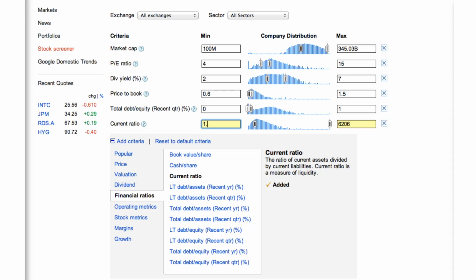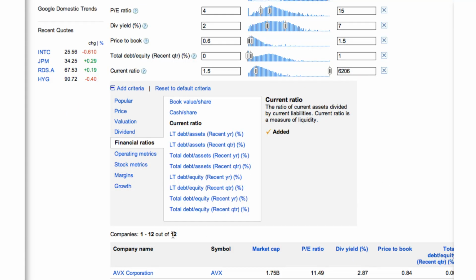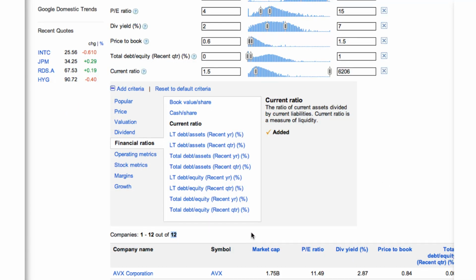Anything over a 1.5 is going to be great because that means we're going to have a lot more money flowing in than what's flowing out. Okay, so we put that criteria on. Now, as you can see, as I'm going down through these criteria, I only have 12 companies right now that are meeting the specs that I've put in.